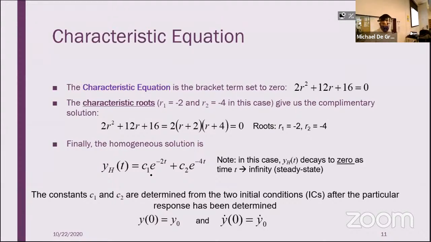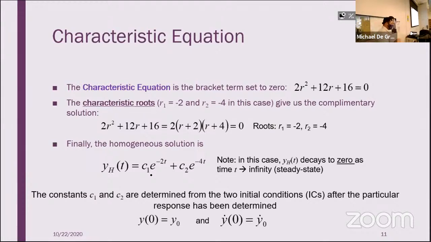And so my homogeneous solution can be written in terms of my roots. Right, so y sub h of t is equal to the exponential contribution from both of my roots added together. So I get c1 times e to the -2t plus c2 e to the -4t.